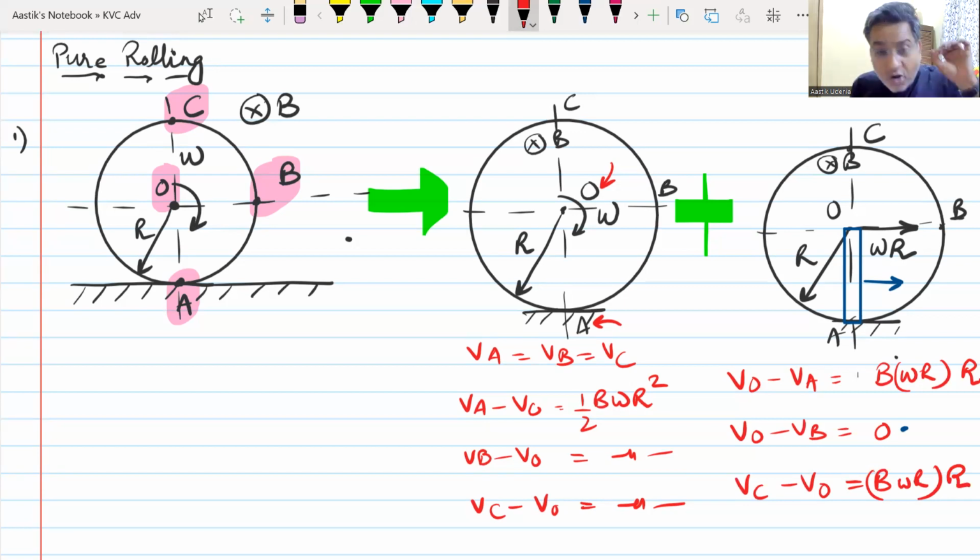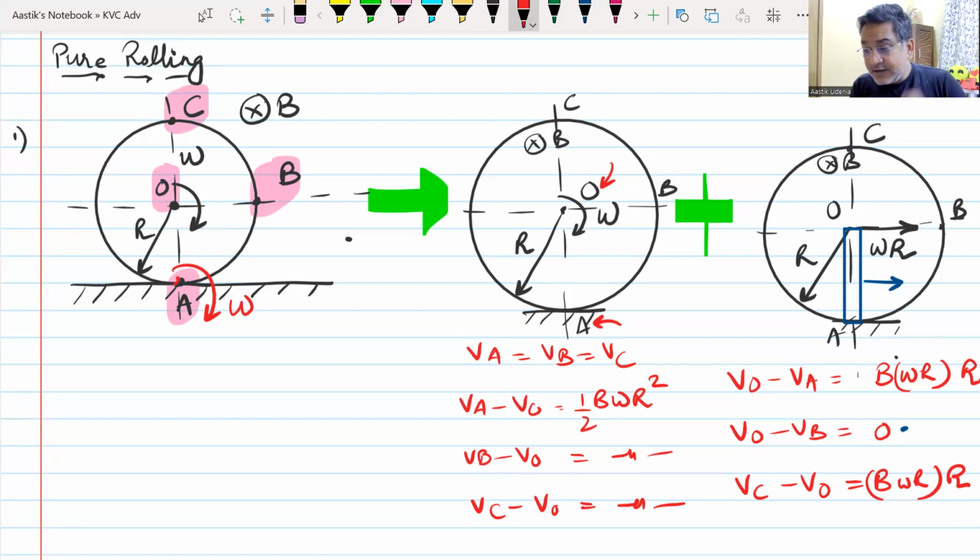Yes, sir. Or if you don't want to do this much, you remember pure rolling can be taken as pure rotation about the point A. Yes or no? Yes, sir. Pure rolling can be taken as pure rotation about the point A. Yes or no? Yes, sir.